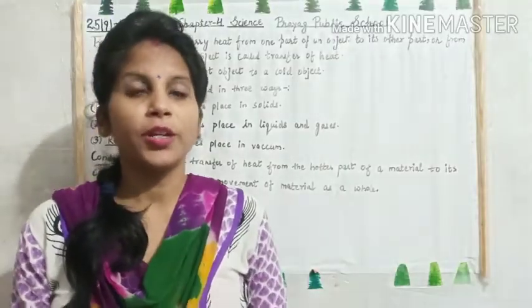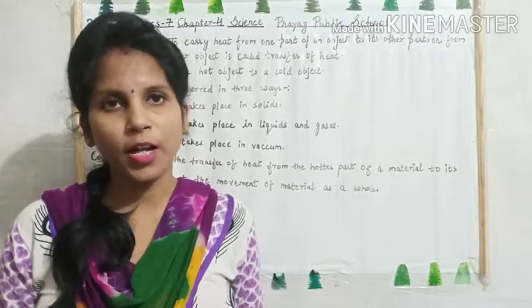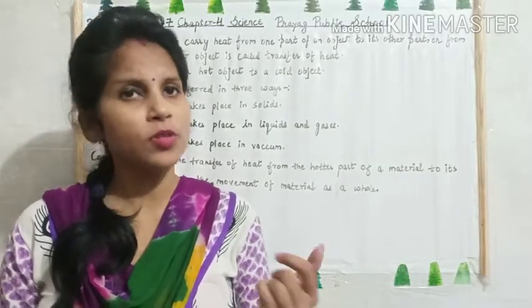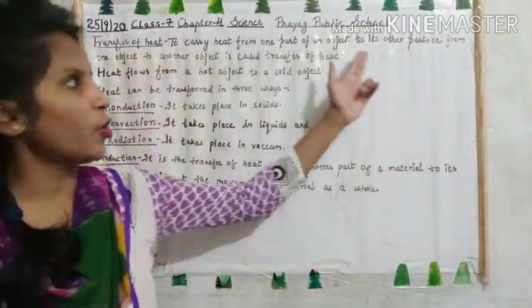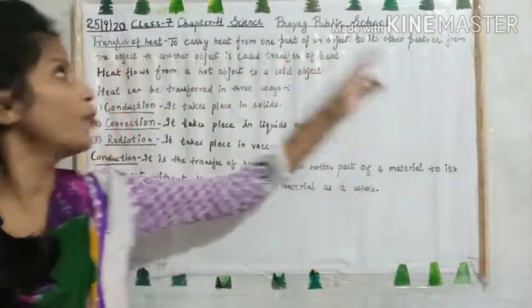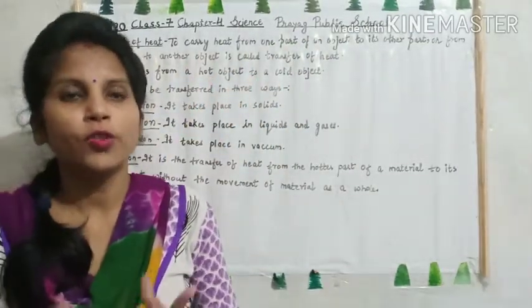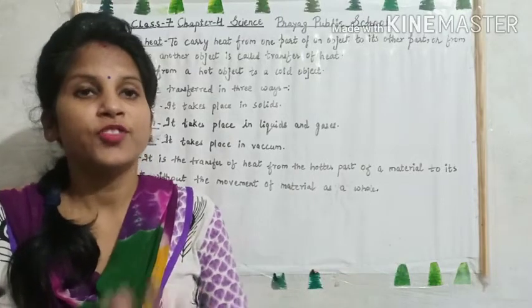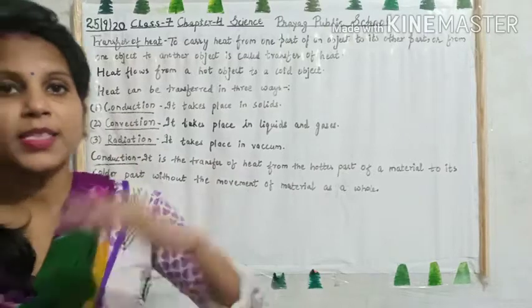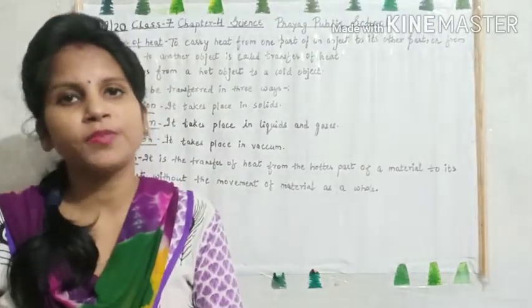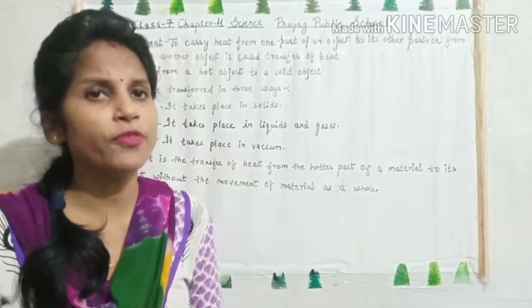Transfer of heat. Now, how is heat transferred from one object to another object or from one body to another body? To carry heat from one part of an object to another part or from one object to another object is called transfer of heat. To transfer of heat wo process hai jisme heat ka transfer hota hai object ke ek part se dusre part mein ya ek object se dusre object mein. This process is called transfer of heat.